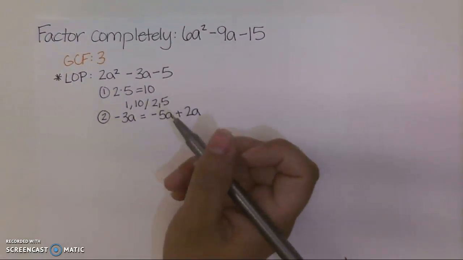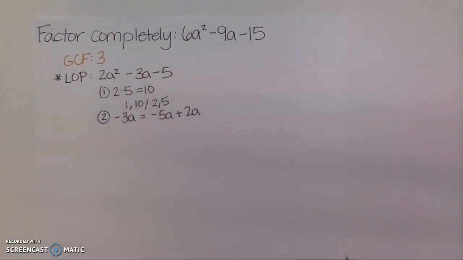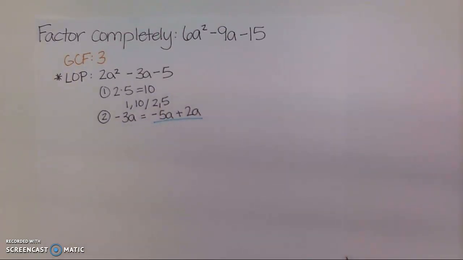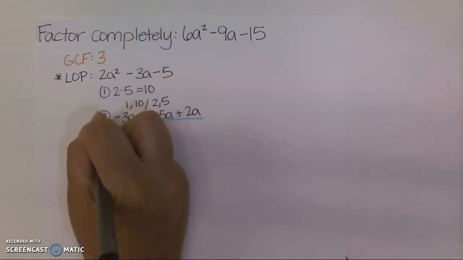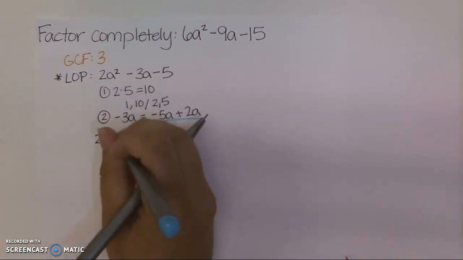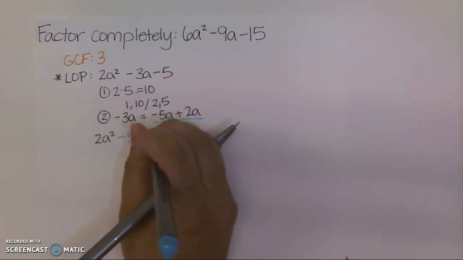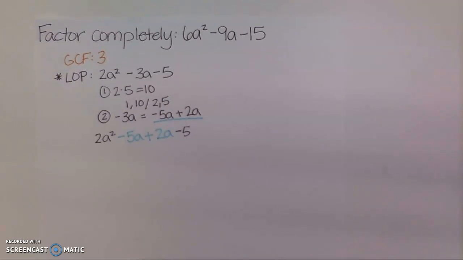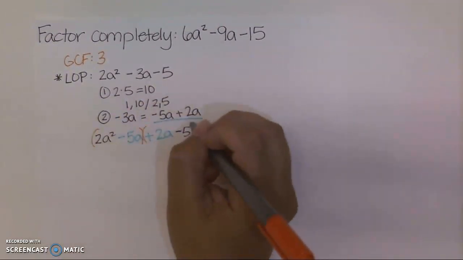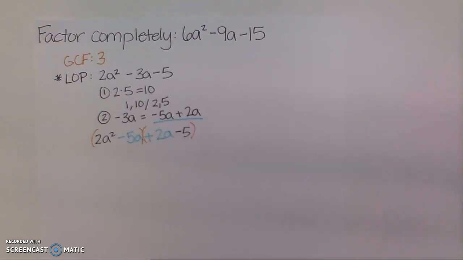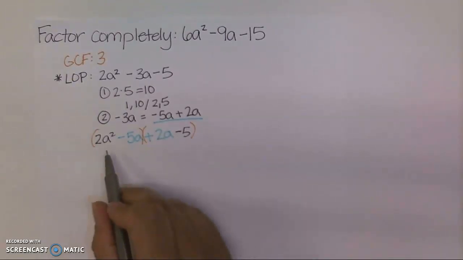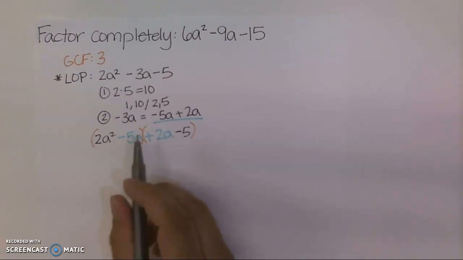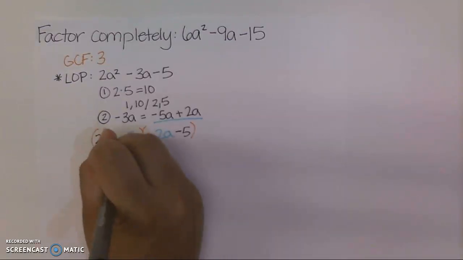Okay? All right, so now I'm going to replace that negative 3a with negative 5a plus 2a. So I've got 2a squared minus 5a plus 2a minus 5. And then I'm going to factor by grouping here. I'm going to group my first 2 and my last 2 together. If I'm looking at my first 2, what do they have in common? 2 and 5 have nothing in common, but they do have an a in both terms. So we're going to pull out an a, and we have left 2a minus 5.